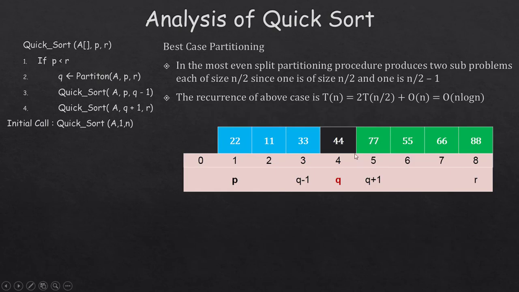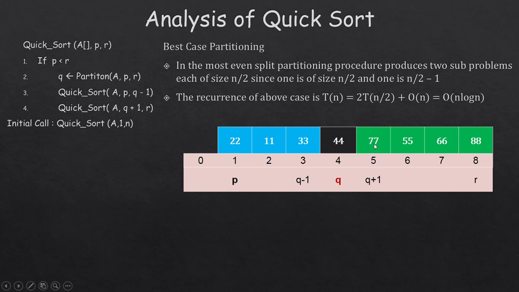Okay, next is the best case partitioning. The most even split partitioning procedure produces two subproblems, each of size at most n by 2, since one is of size n by 2 and one is n by 2 minus 1. This is the same example we discussed in quicksort. There, this 44 was in the last position and after applying the partition procedure 44 will come to the 4th position, and the size of the left piece is 3. That is actually n by 2 minus 1. Here we are sorting 8 elements, and n by 2 minus 1 means 3 elements.